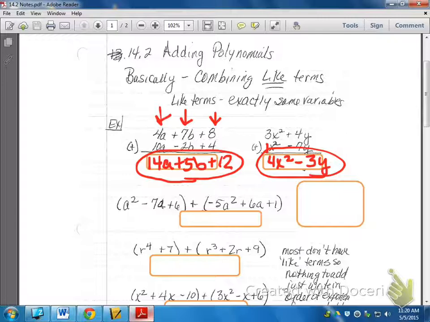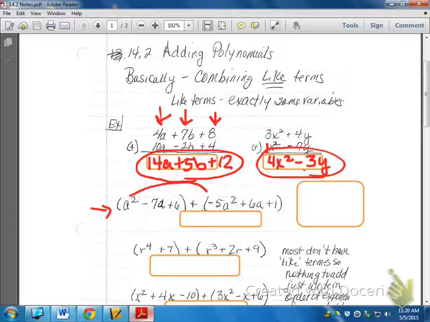It's not much different when you're looking at them horizontally. So for example, a squared minus 7a plus 6, that's one polynomial. We're adding negative 5a squared plus 6a plus 1. And generally they're going to be in what's called standard form, which means that the exponent that's the highest would be first, and then it goes down by 1 each time. So they're going to be in order, and you just kind of match them up the way they go.